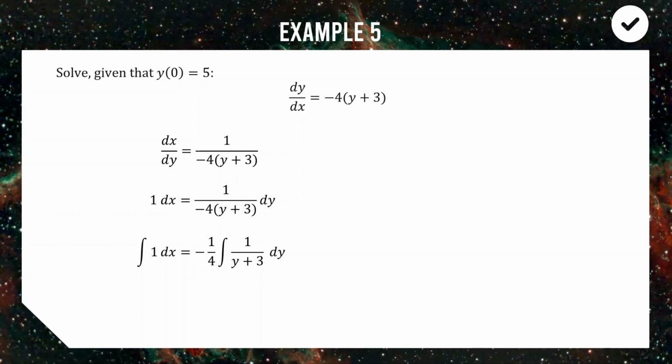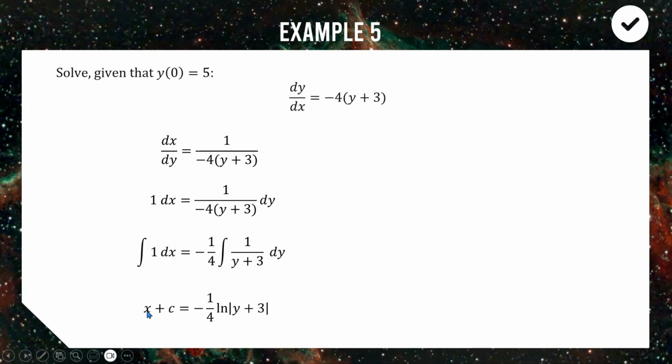And now we can do some calculus. On the left-hand side, 1 is going to integrate to x, and on the right-hand side, we've got negative a quarter out the front of this, and this fraction can be integrated once again using a natural logarithm, which we're going to be using a lot of in this topic, because the top is the derivative of the bottom.